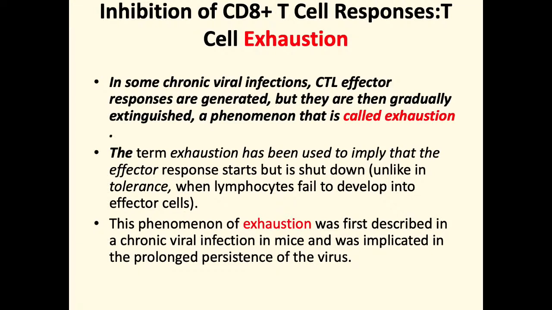And this is different from immune tolerance, because in tolerance, lymphocytes actually fail to develop into the effector T cells, but in exhaustion we have initial activation of T cells, but then there is a shutdown of the immune response. Any questions from this?